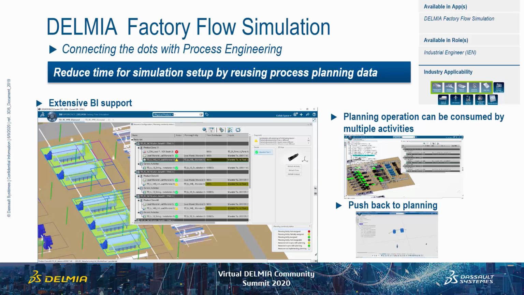Planning operations can be consumed by multiple activities now also. And there is the introduction of a kind of pushback from flow simulation to your process and operations, like for example the capability to, based on the computed average distance taken for one operation, push this back onto a dedicated attribute of your operations.